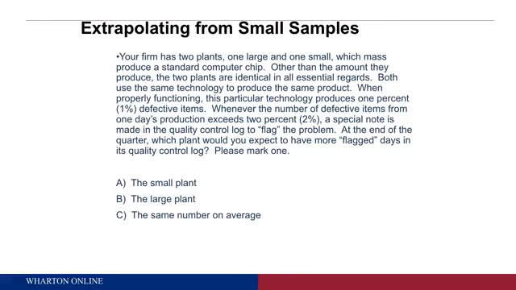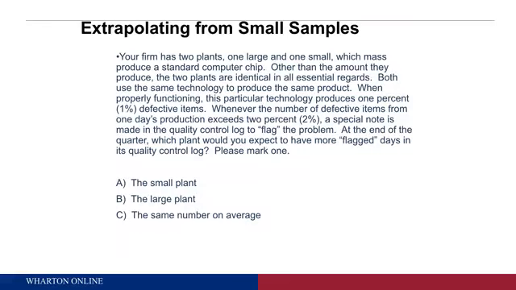At the end of the quarter, which plant would you expect to have more flagged days in the quality control log? So, two identical plants, big and small. How many fall outside the quality control acceptable limits? Everything else about the plants is the same. It's just that one is larger than the other. Does the small plant have more of these deviations? Does the large plant have more? Or are they the same because, after all, they're identical in every other respect?